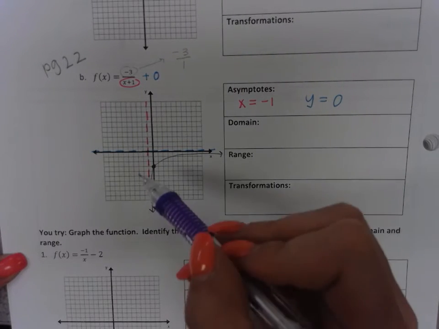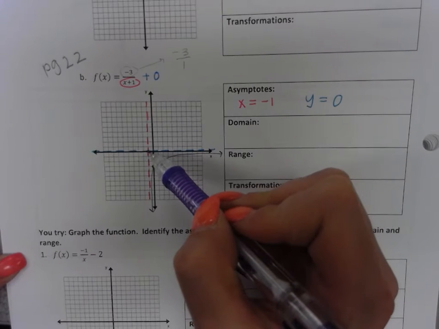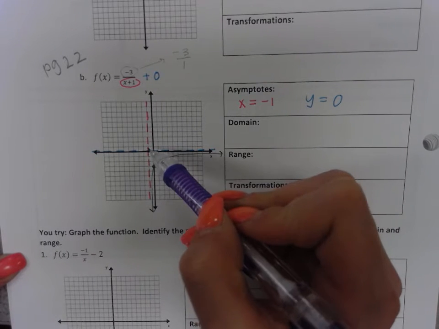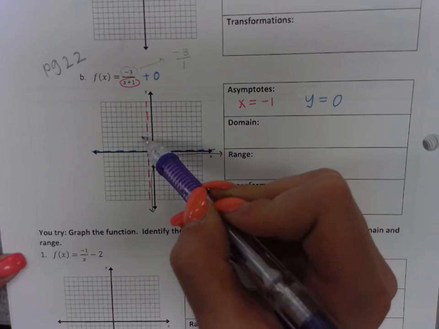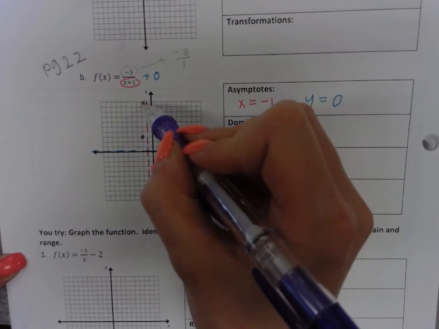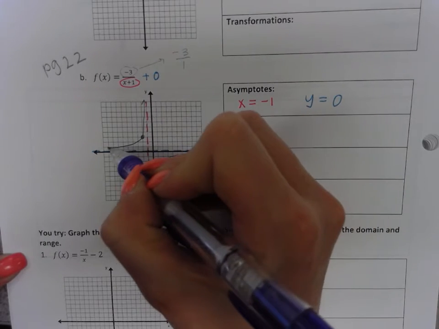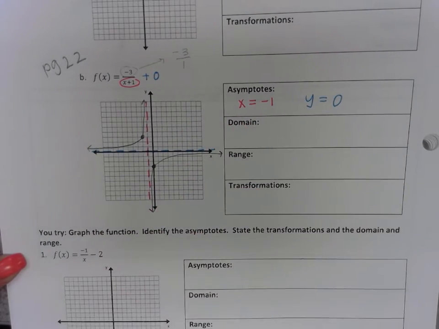I will also need to go the opposite way now. So instead of going down 3, I will go up 3 and left 1. Again, I can draw in my curve, making sure it's getting close to the asymptotes, but never quite crossing.